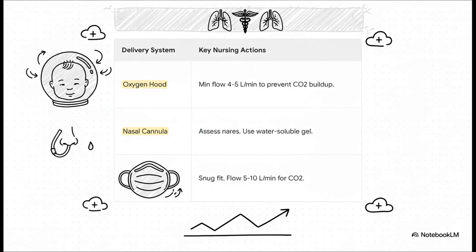And check this out. Each delivery system has its own little safety quirk you need to know. For an infant in an oxygen hood, you absolutely must have a flow rate of at least 4 to 5 liters per minute. Why? To flush out the CO2 so they don't rebreathe it. For a face mask, that number jumps to 5 to 10 liters. These are the kinds of specific numbers that show up as exam questions.